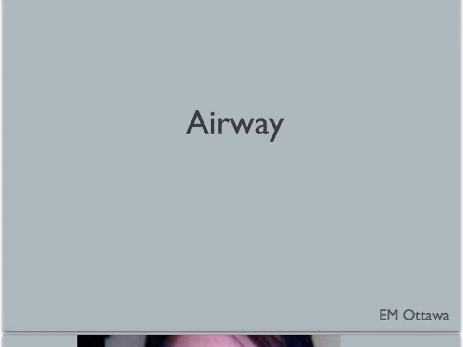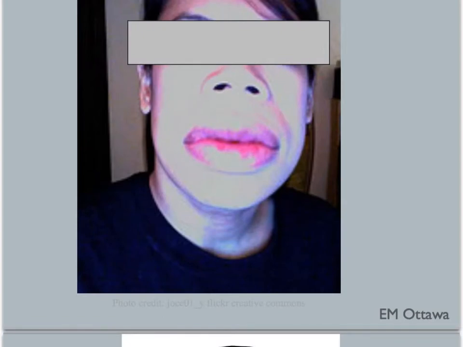First, airway. In a patient with anaphylaxis, there can be lots of airway swelling, both what we can see and what we cannot. Starting with what we can see, we assess the oropharynx and the mouth for swelling of the tongue, lips, and mucous membrane.